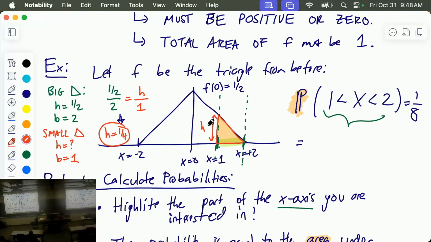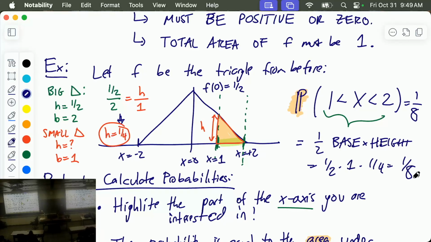And then you use 1/2 base times height again. So equals 1/2 base times height. Don't forget the 1/2 like I always do. You get 1/2 times 1 times 1/4 equals 1/8. I think that is the most straightforward way to do this one.